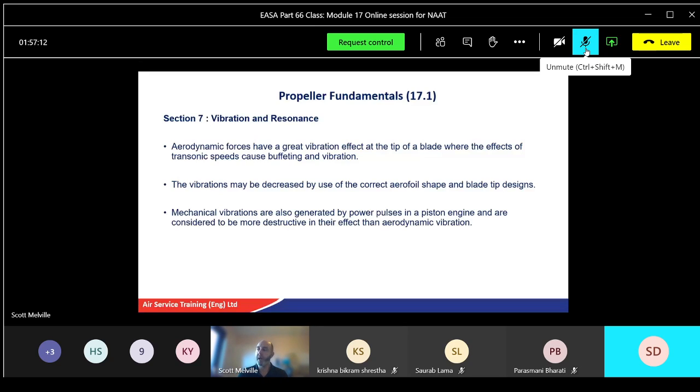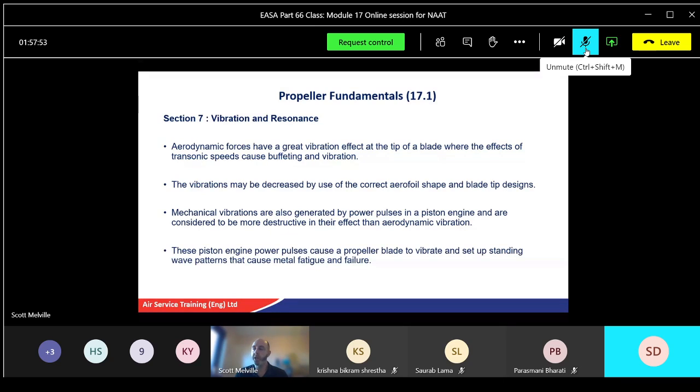Mechanical vibrations are also generated by power pulses in a piston engine, and they're considered to be more destructive in effect than aerodynamic vibration. So a piston engine with a propeller has lots and lots of vibration. You've got the piston going up and down, so it's going bang, bang, bang, bang, bang, like that. Lots of rotating components, heavy components, lots of bearings, lots of things that can vibrate. Whereas a turbojet engine with a propeller is far smoother. Yes, we've got the rotating shafts, the turbines and bearings in there, but there's not this bang, bang, bang going on. We've got a constant burn. The only thing causing potential vibration is the propeller attached to it.